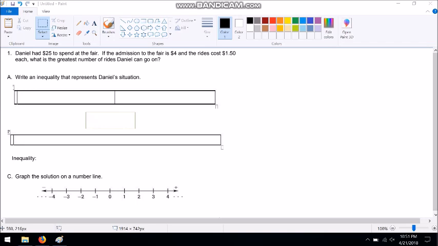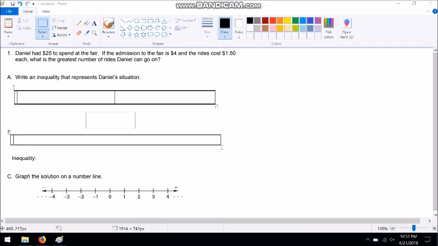So the first thing that we need to do in this problem is read the problem. So Daniel had $25 to spend at the fair. If the admission to the fair is $4 and the rides cost $1.50 each, what is the greatest number of rides Daniel can go on? So in this top box, we separate it into a number of segments based on the stuff that we will be adding or subtracting in order to get to our total.